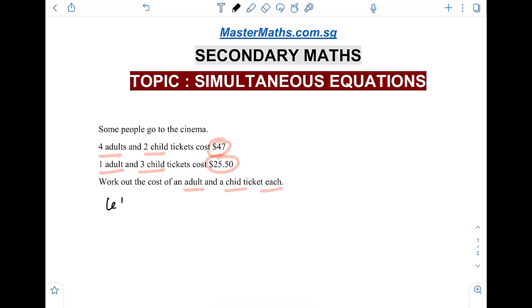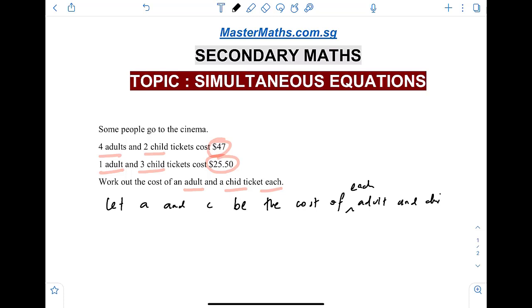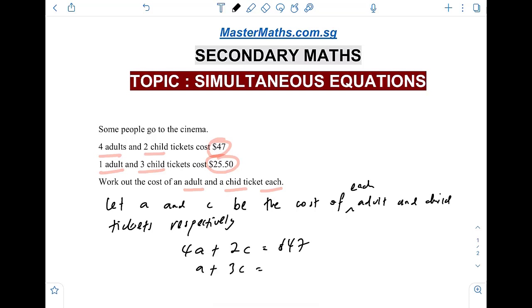Now what we can do is to let A and C be the cost of adult and child ticket respectively. Okay, so basically 4A plus 2C will be equals to $47. A plus 3C is $25.50.